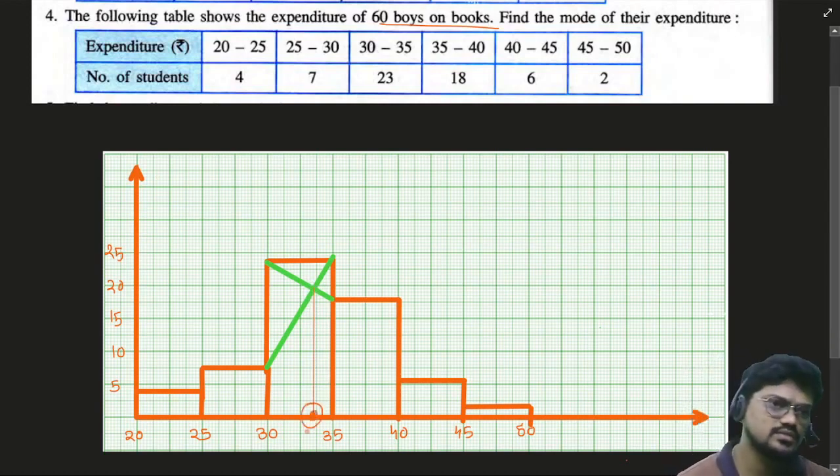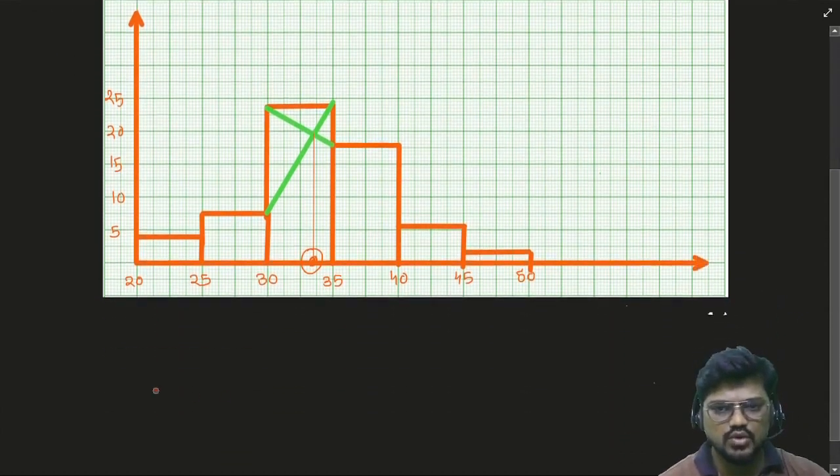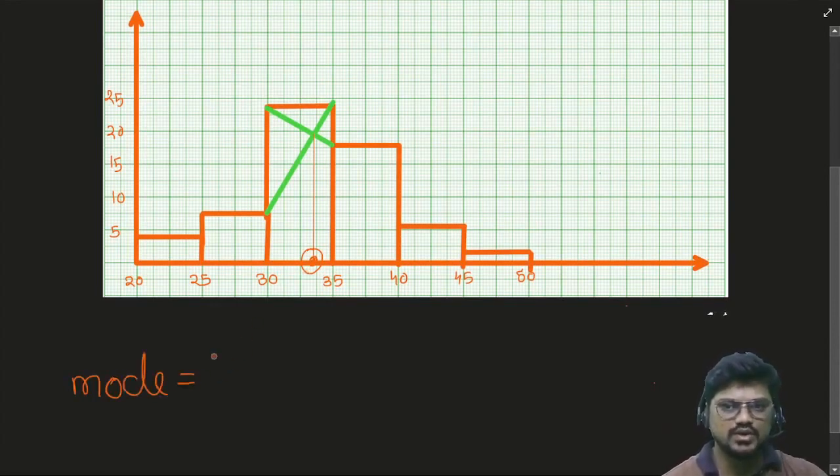Are you getting it? The point of intersection which you have, if you drop a line on the base, the point on the x-axis which you get, that will be your mode. So what is your mode over here? Your mode is 32.5, you can say 33. That's it.